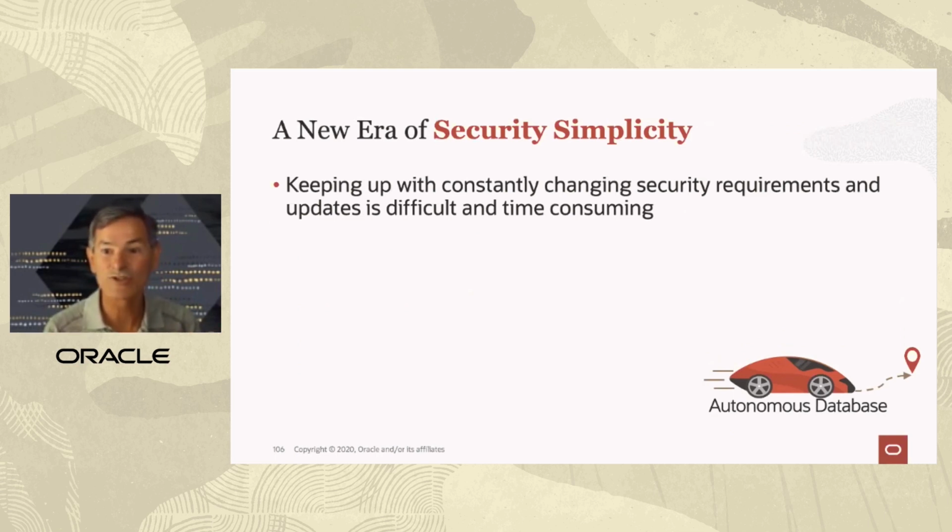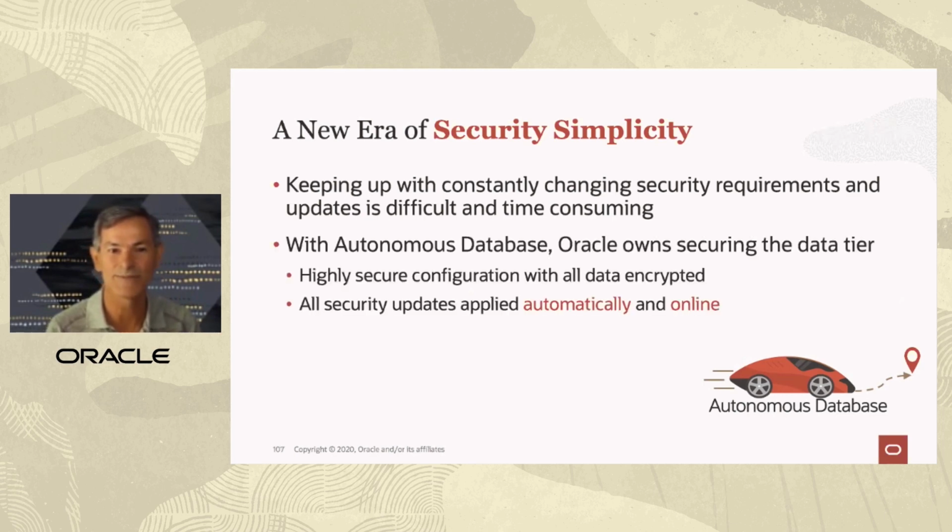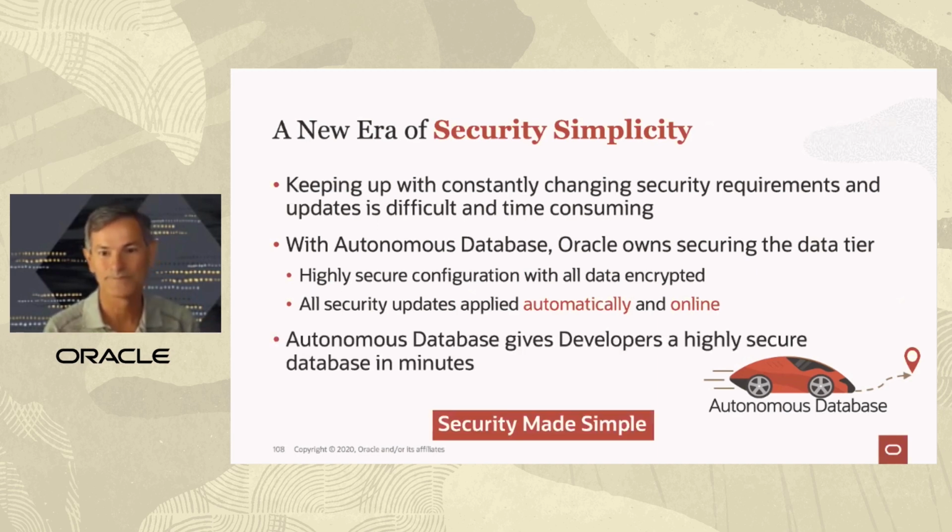Security is another source of complexity. So traditionally, keeping up with the constantly changing security requirements and updates is difficult and time-consuming. With Autonomous Database, Oracle owns securing the entire data tier. So we provide a highly secure configuration where all data is automatically encrypted and security updates are automatically applied completely online with no interruption to the application. So you don't even have to think about it. This gives developers a highly secure database in minutes. So you don't have to fight IT over security. It's there by default, super secure, super simple.